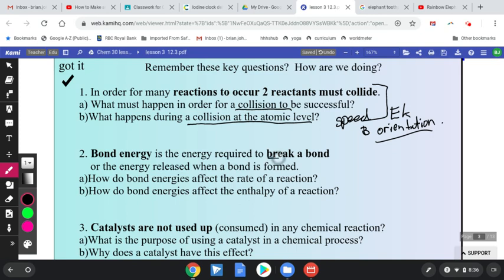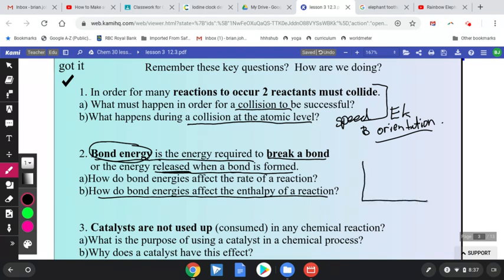Good. Okay. Now, if they have enough speed and they collide at the correct orientation, then you have the opportunity to break bonds, which is required to make new chemical compounds. So bonds are broken and bonds are formed. And the energy that is required to break the bonds and released when the bonds are formed is called the bond energy. And we looked at bond energies yesterday. We looked specifically at how bond energies affect the enthalpy of a reaction, how they're connected to the activation energy.